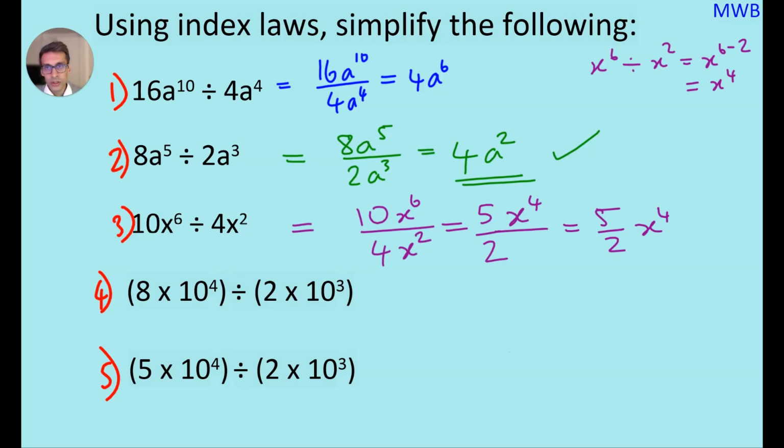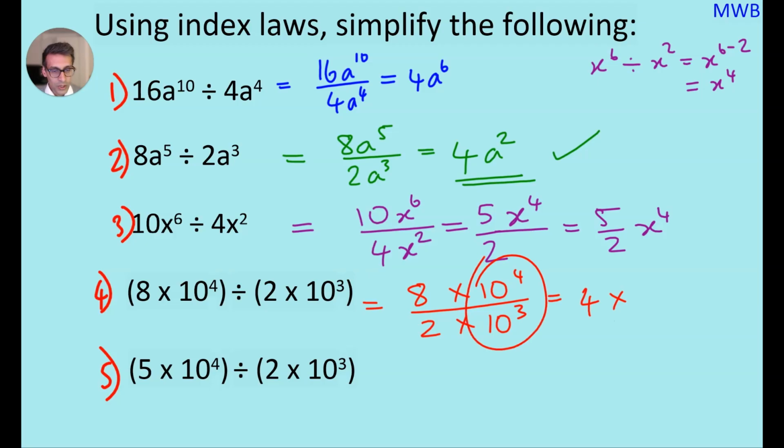Okay, the next question, we've got to write this as a fraction. So this is going to be 8 times 10 to the power 4 over 2 times 10 cubed. Deal with the numbers first. 8 over 2 is 4. Times, and then you deal with the powers of 10. So 10 to the power 4 divided by 10 to the power 3 is 10 to the power 4 minus 3, which is 1. And that's your answer.